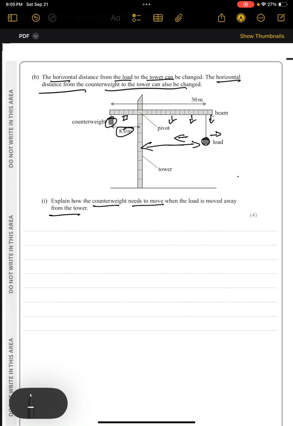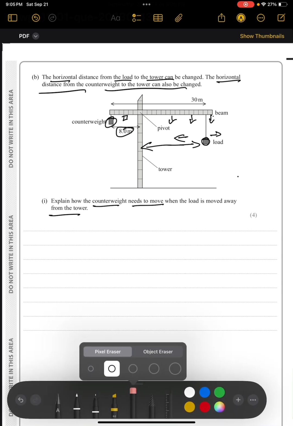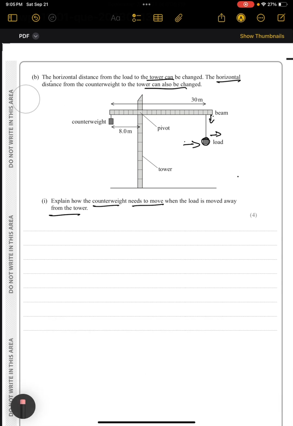So the thing that they have said right here is, if the load is moved to this position, why does the counterweight need to move to this position? Why does the counterweight need to move when the load is moved away from the tower? If this load is moved away from the tower, then why will this counterweight also have to move? The reason behind that is, we know the total clockwise moment.